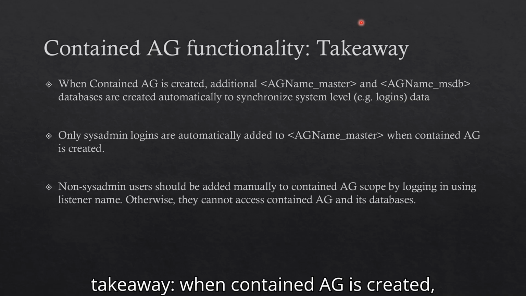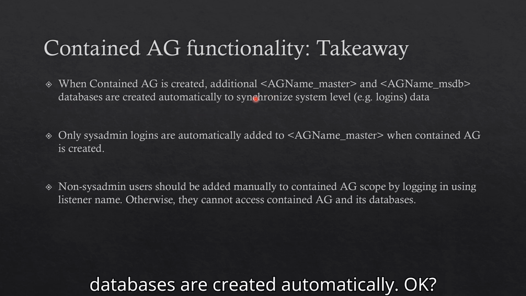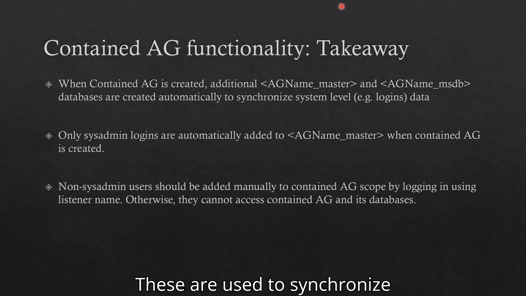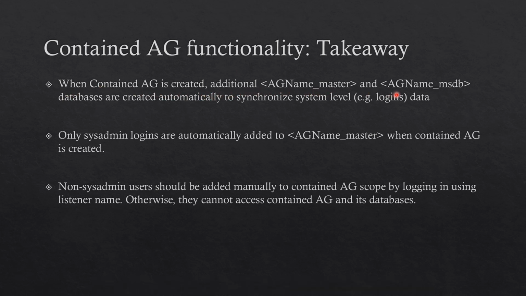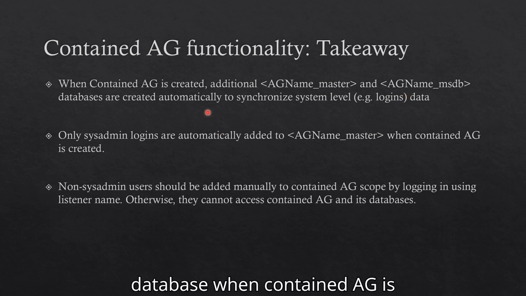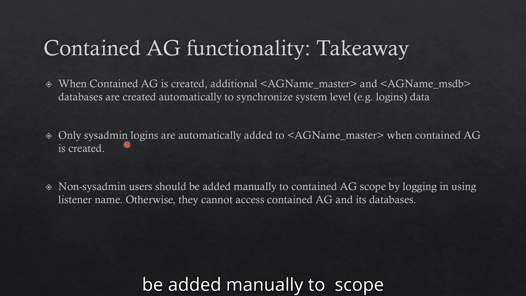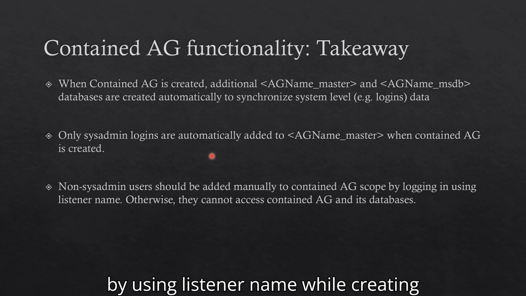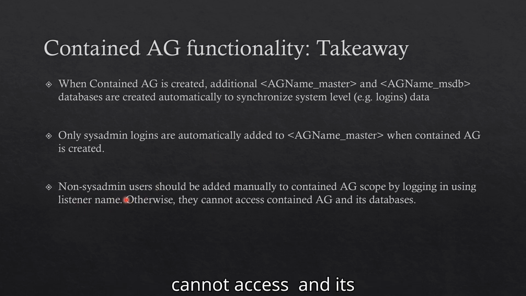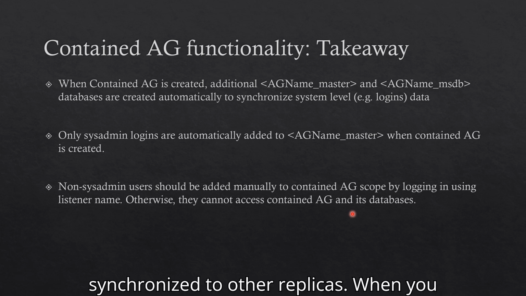So, first takeaway. When contained AG is created, additional AG name underscore master and AG name underscore MSDB databases are created automatically. Okay, these are used to synchronize system level information. Only sysadmin logins are automatically added to this AG name underscore master database when contained AG is created. Non-sysadmin users should be added manually to contained AG scope, okay, by yourself. And you should log in by using the listener name while creating these users. Otherwise, they cannot access contained AG and its databases. After creating these users within the AG context, they are automatically synchronized to other replicas.